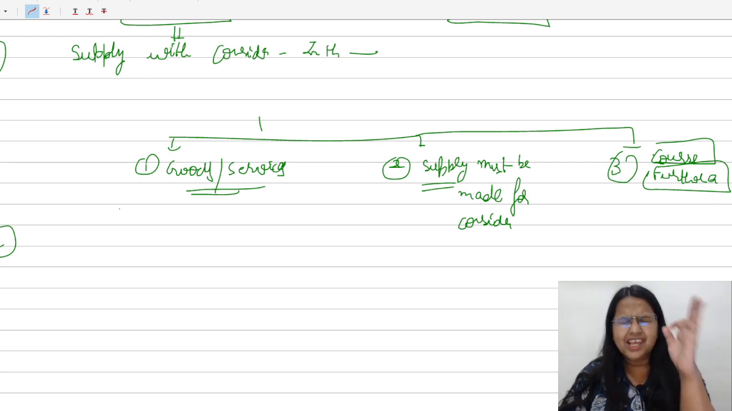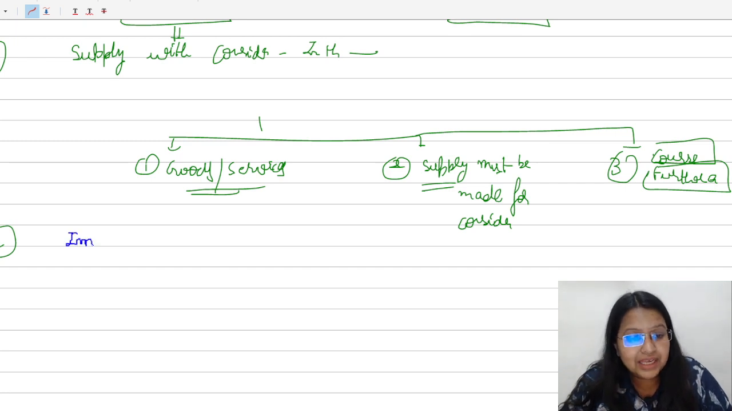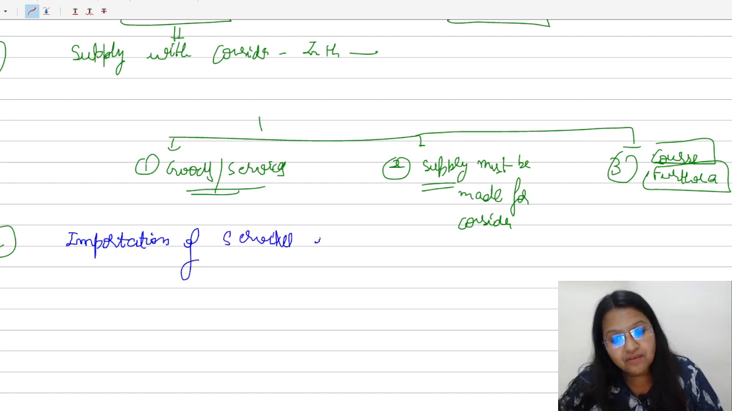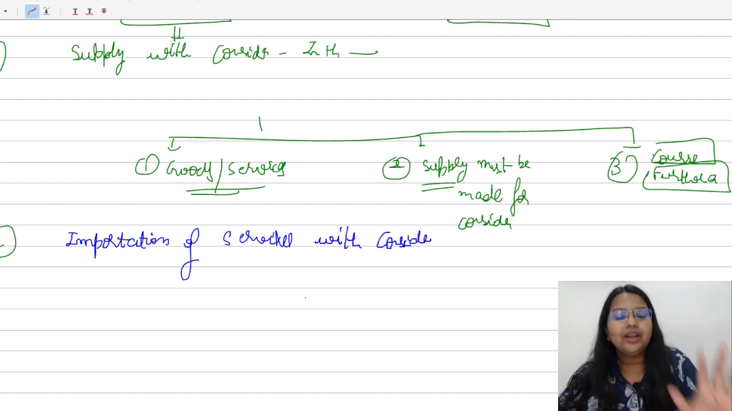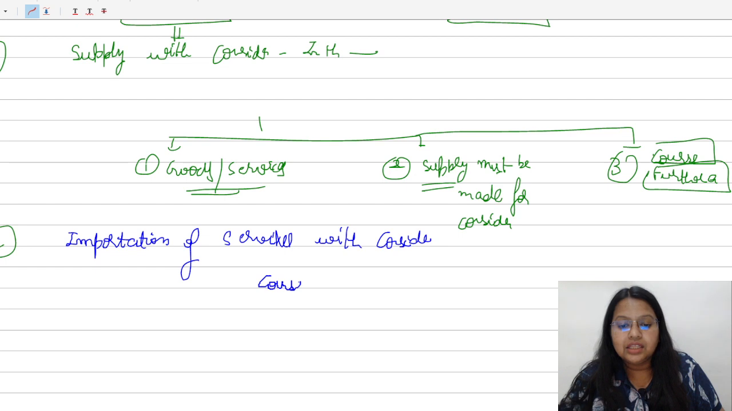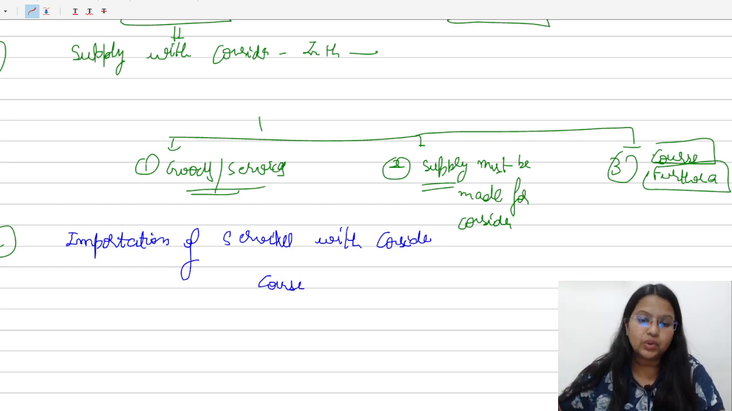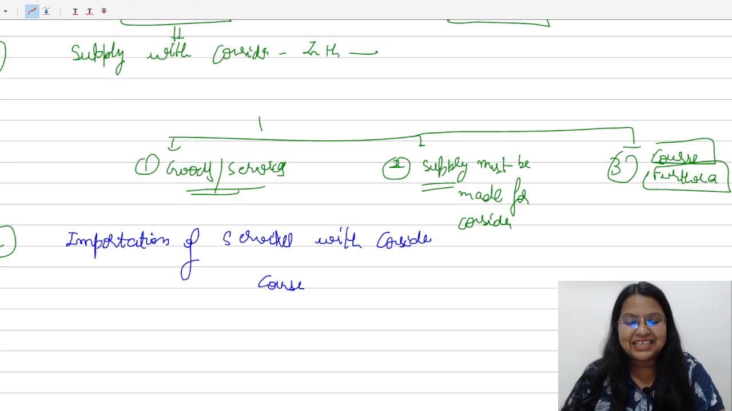Now this is very important. I will explain this point. First of all, let's discuss it. If there is an importation of services with consideration, whether or not in the course or furtherance of business. Students, I have already explained these things in the regular classes also. Now let's discuss this too in the revision classes.